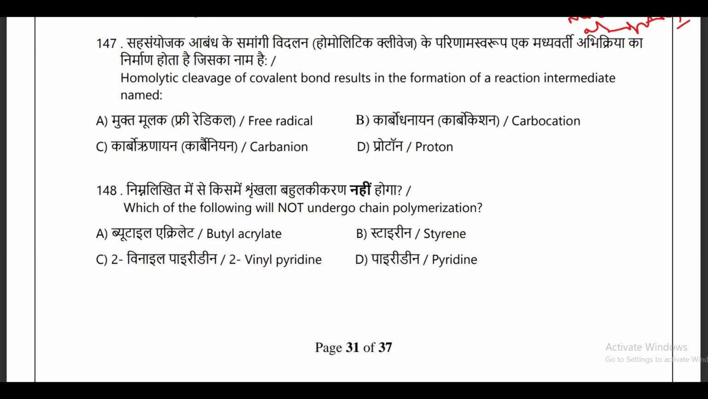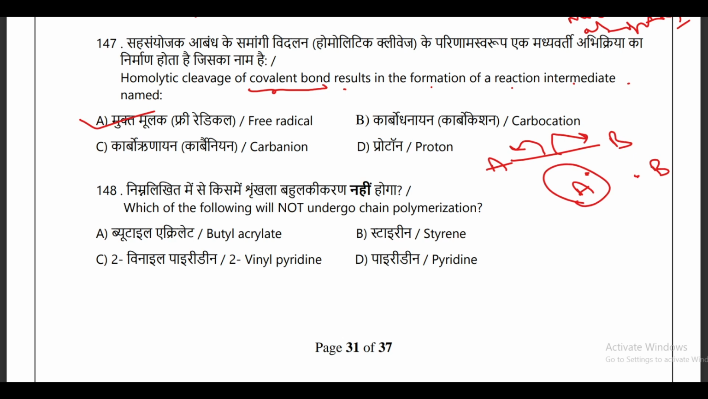In the next question, homolytic cleavage of a covalent bond results in the formation of which reaction intermediate? The correct answer is A, which is free radical. In homolytic cleavage, a bond breaks homolytically, and both atoms get their electrons and are converted into free radicals. So option A is your correct answer.